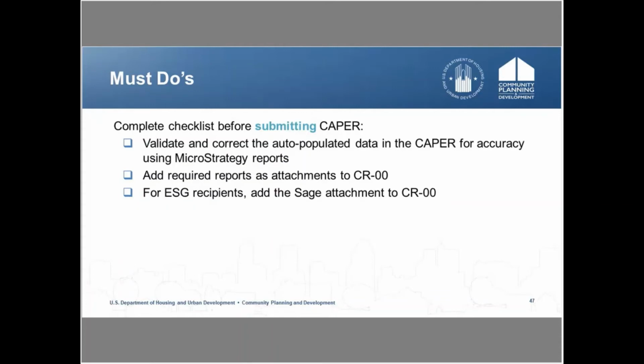Okay, and the checklist before you actually submit the CAPER to HUD. So in that CR05 screen where all the data is editable, make sure that that's exactly how you want it to be. Make sure you validated all of that with MicroStrategy reports. Make sure it's all as accurate as you can make it. Make sure you have all of your required reports. So again, stage report, Section 3, PR26 for entitlements, PR28s for states. And then another reminder, stage report for ESG recipients. And once you've done all those things, you're ready to submit the CAPER.